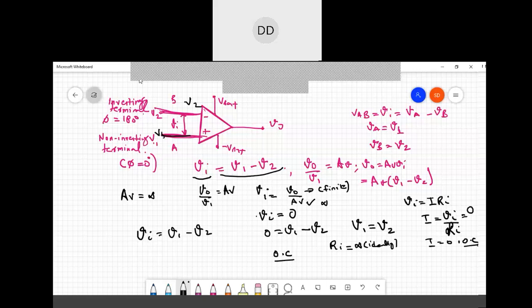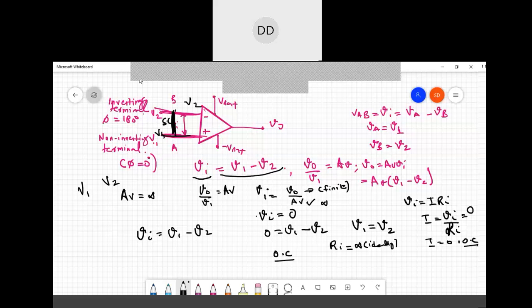But when I am writing V1 is equal to V2, that means these two points having the same potential is only possible if they are short circuited. So this is only possible when two points have the same voltage, but they are different points. In an ideal op-amp, both the potentials are at the same potential. This condition is called a virtual short, and even though they are not physically connected, they behave as a short circuit.